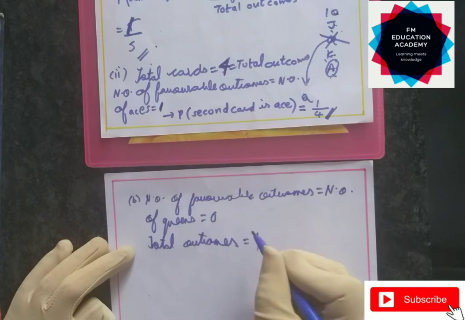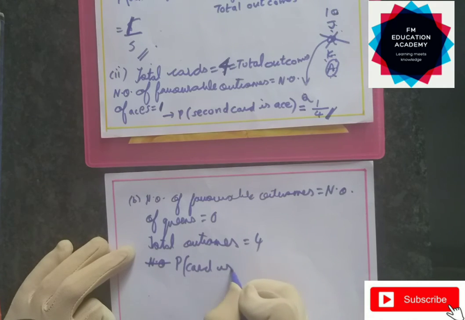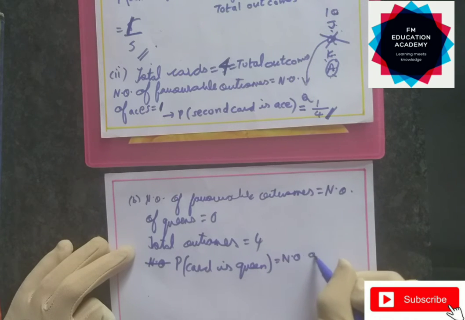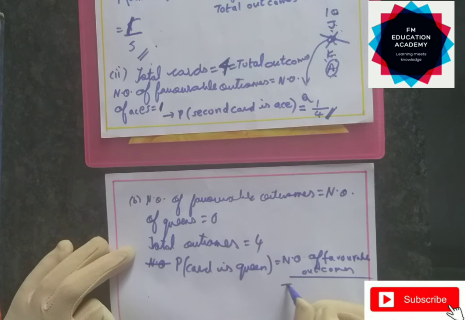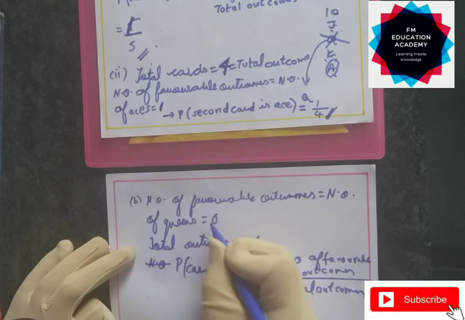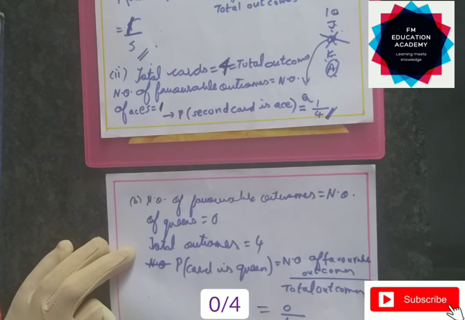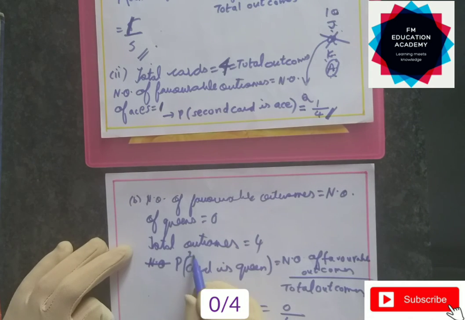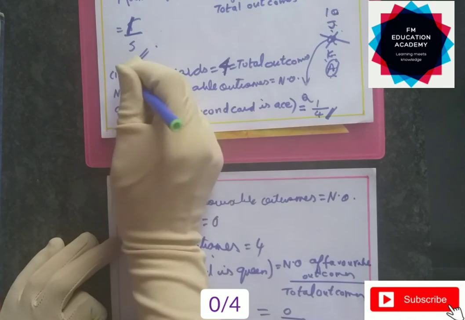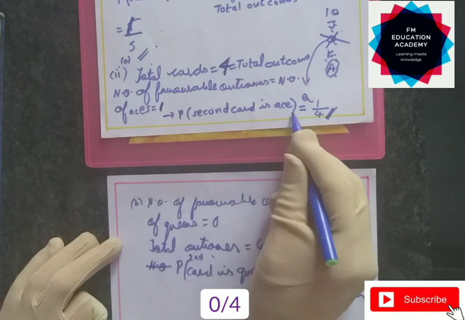What do I have to find out here? The probability that the card is a queen. The formula is the number of favorable outcomes by total outcomes. So the number of favorable outcomes here is 0, but total outcomes here are 4. So 0 by 4 is 0. So the answer is 0. The probability that the second card is a queen is 0. That is my B bit. And this was my A bit, the probability that the second card is an ace.